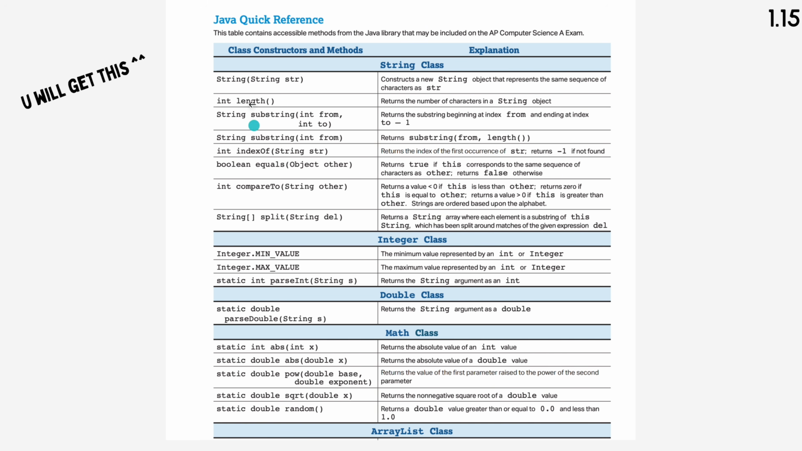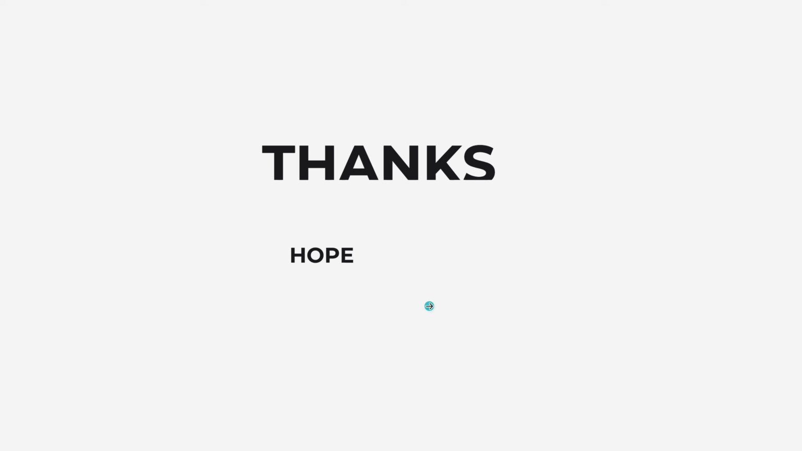And this was the Java quick reference sheet I was talking about. So you get the length, substring, indexOf, equals, compareTo, and explanations of what they do. We have the min and max values over here, and then we have all the Math class values too. And there's more to it that we will be covering soon.